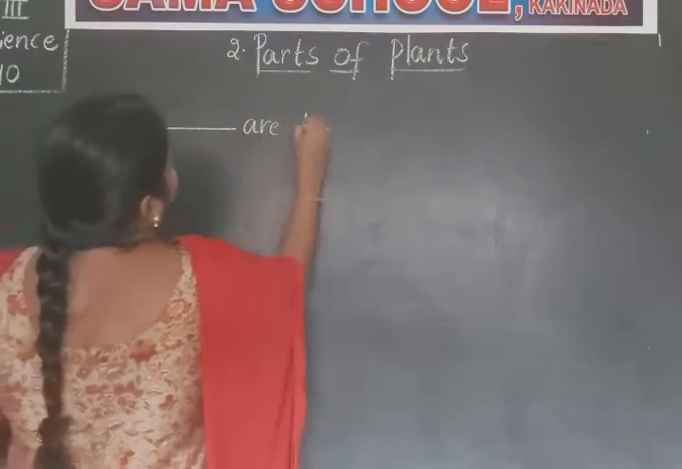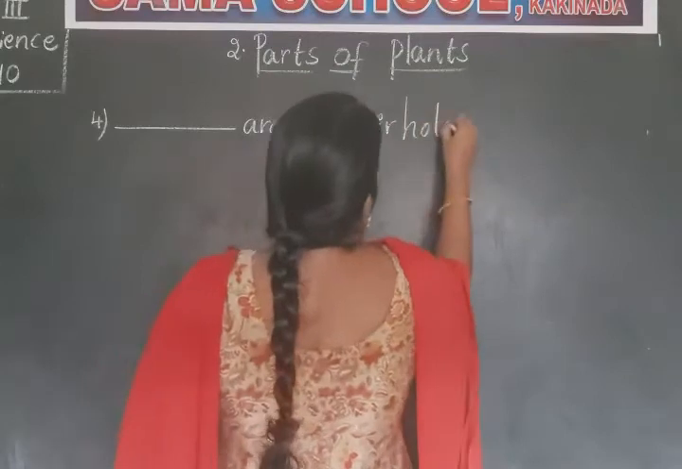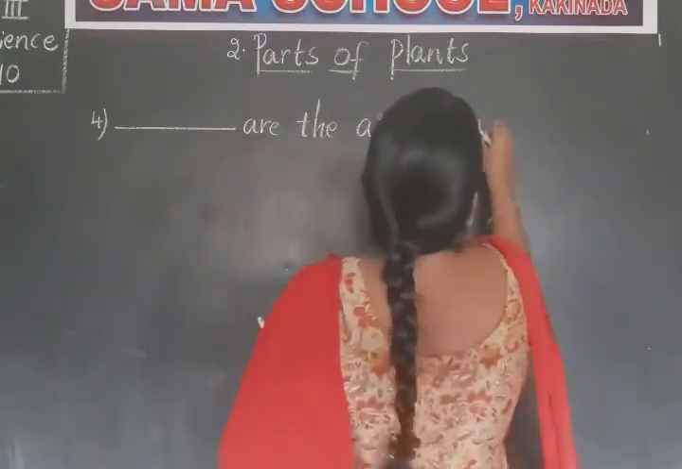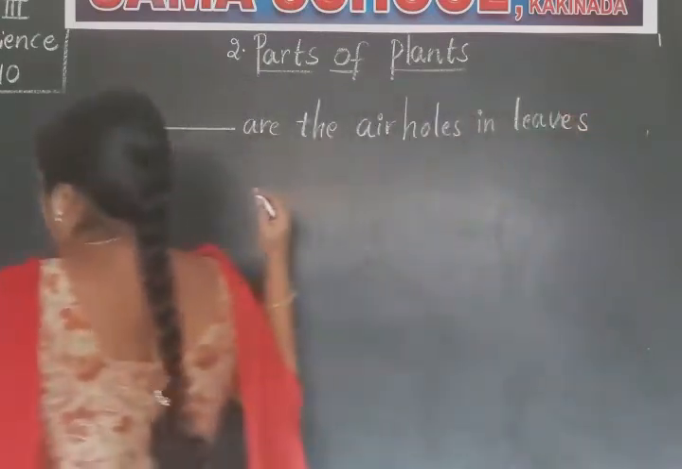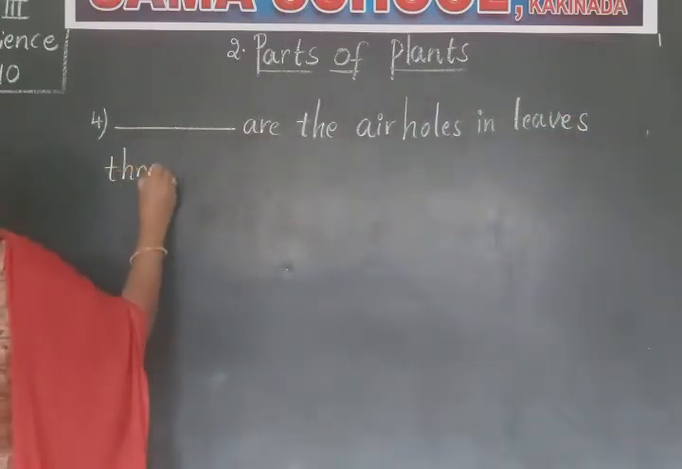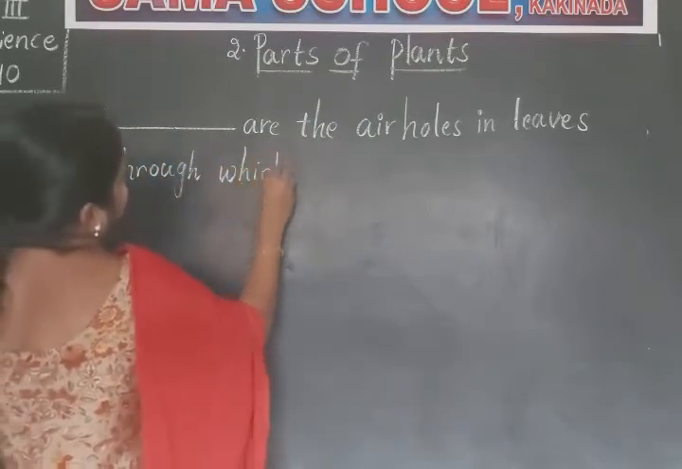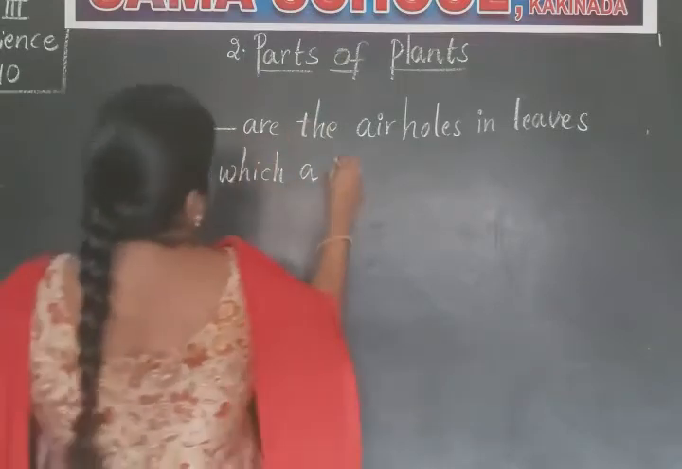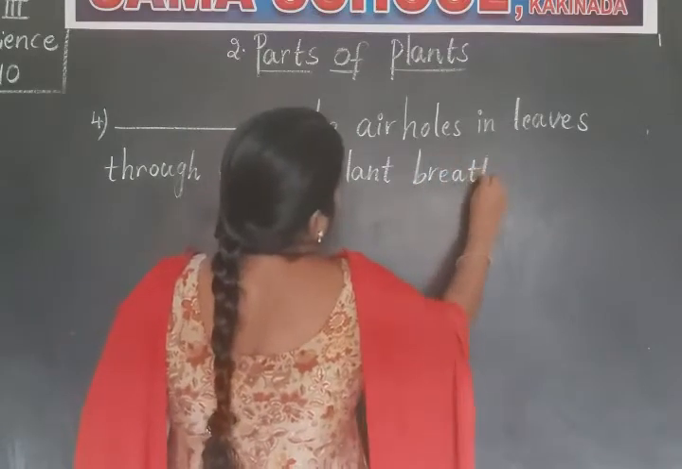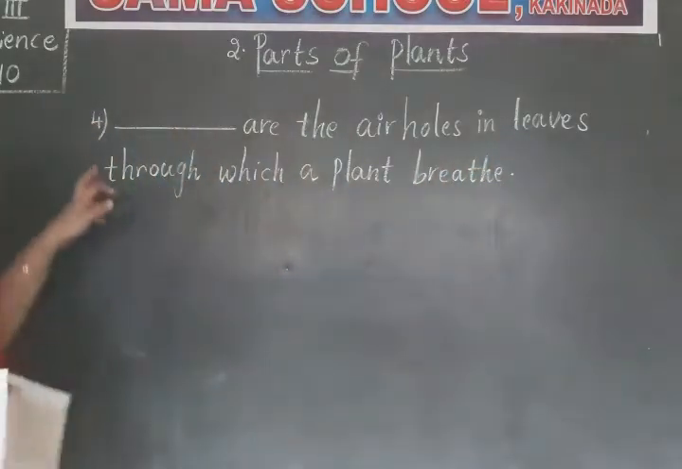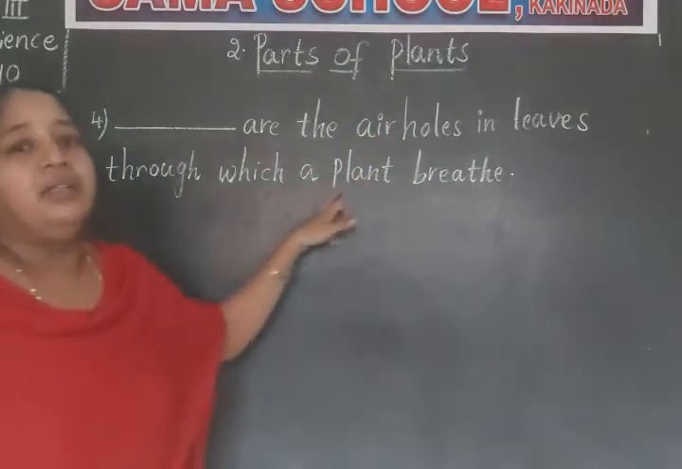Dash are the air holes in leaves through which a plant breathes. Please see the question carefully. Dash are the air holes in leaves through which a plant breathes.